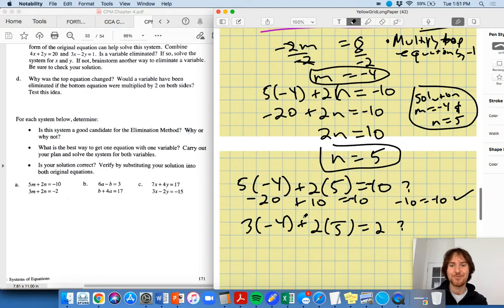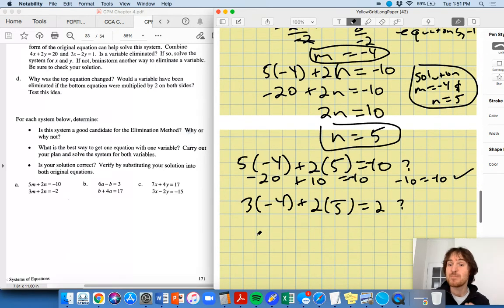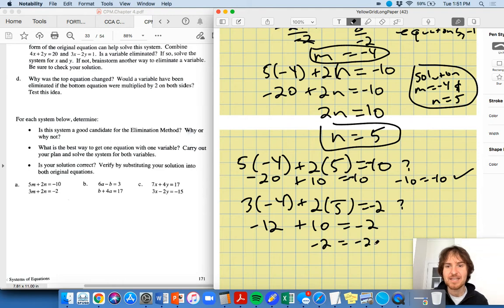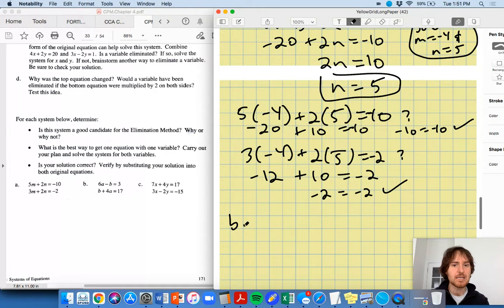The solution -4 and 5 works in the top equation, and it's going to be another point on the other line, right? It's going to work out too. This is going to be -12 plus 10. Does that bring me? Oops, I missed the negative again. It should have been -2 right there. Does that bring me -2? And it does, right? -12 plus 10 is -2. And that equals -2, and we're good to go. We've checked our answer. All right, let's do B.